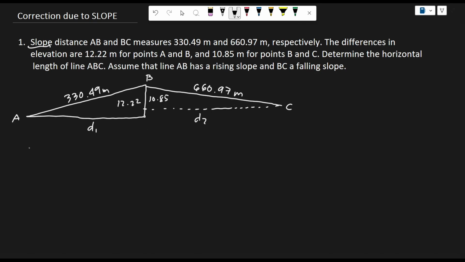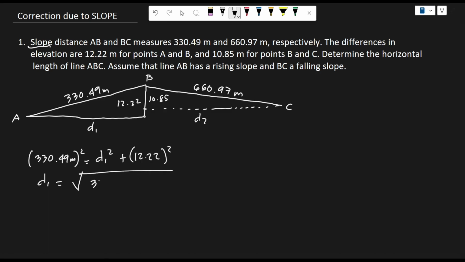Let us apply the Pythagorean theorem for finding D1. Our hypotenuse, 330.49 meters squared, is equal to D1 squared plus 12.22 meters squared. Now D1 will be equal to the square root of 330.49 squared minus 12.22 squared. If we use our calculator, we get 330.264 meters for our D1.